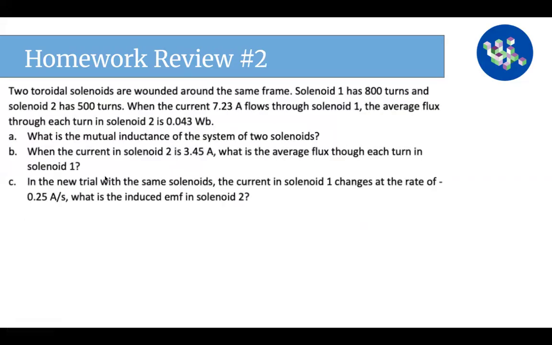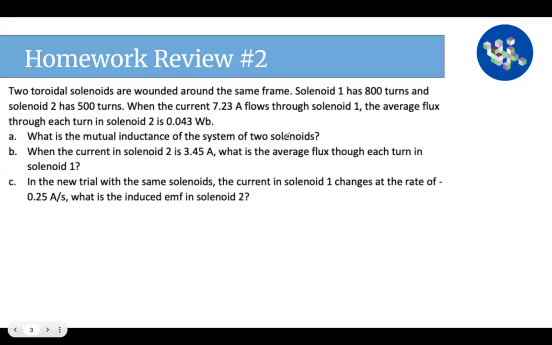All right, here's a bit more interesting problem. Two toroidal solenoids are wound around the same frame. Solenoid one has 800 turns and solenoid two has 500 turns. When the current 7.23 ampere flows through solenoid one, the average flux through each turn in solenoid two is 0.043 Wb. That's just the units. What's the mutual inductance of the system of the two solenoids?